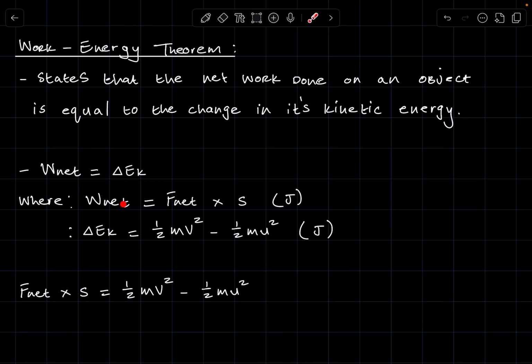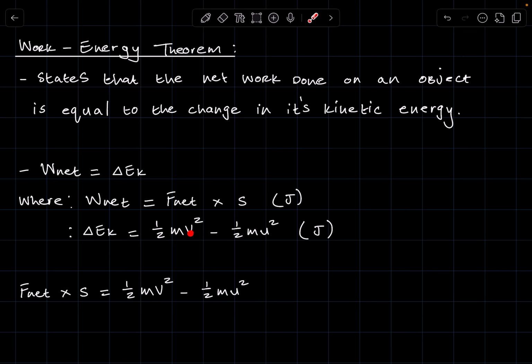And remember that the general formula for work done is force times displacement. So bearing that in mind, to calculate the net work done, the force would be the net force times the displacement. And then as far as the change in kinetic energy, the general formula for kinetic energy is half mv squared. So to calculate the change in kinetic energy, it will be the final kinetic energy minus the initial kinetic energy.